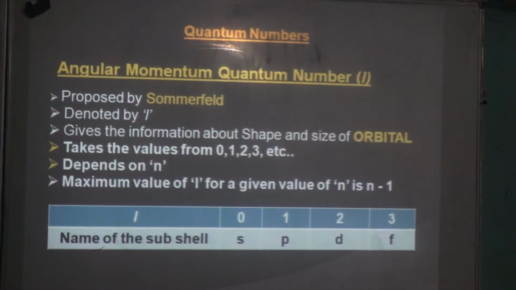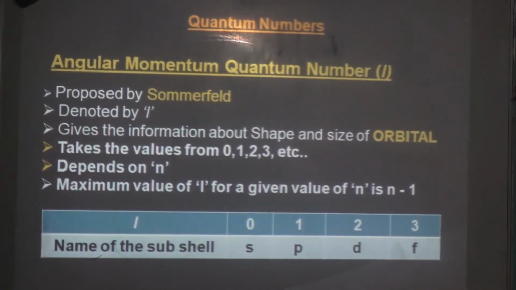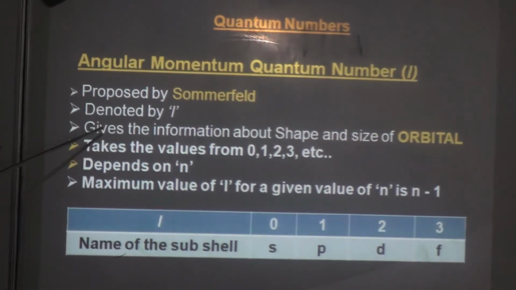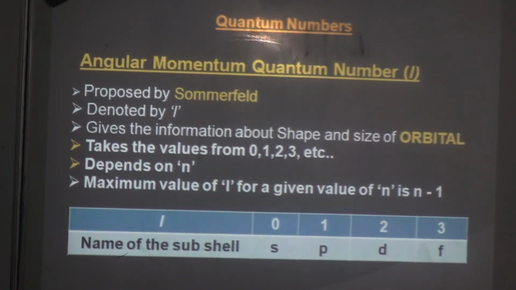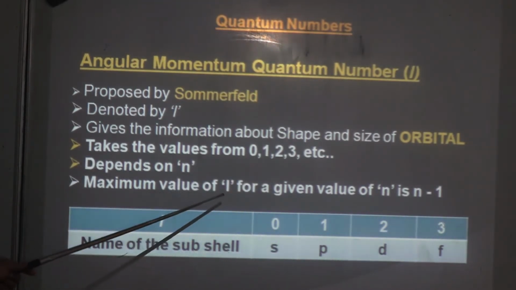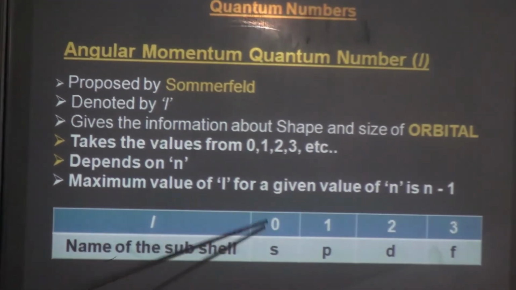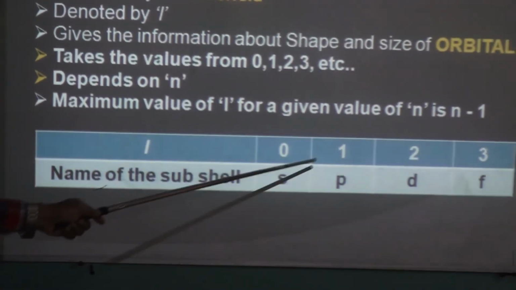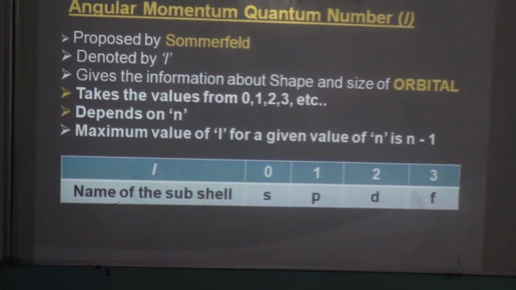Coming to the second one, the angular momentum quantum number. Here the concept of orbitals comes. This quantum number is proposed by Sommerfeld and denoted by l. It gives the information about the shape of the orbital, as we studied with the elliptical orbits. The values are taken from 0, 1, 2, 3, etc. It depends on n. The maximum value of l for a given value of n is n minus 1. So if l is equal to 0, it is considered an s orbital. If l is equal to 1, it is a p orbital. l equal to 2, d orbital. l equal to 3, f orbital. These are the fixed values.